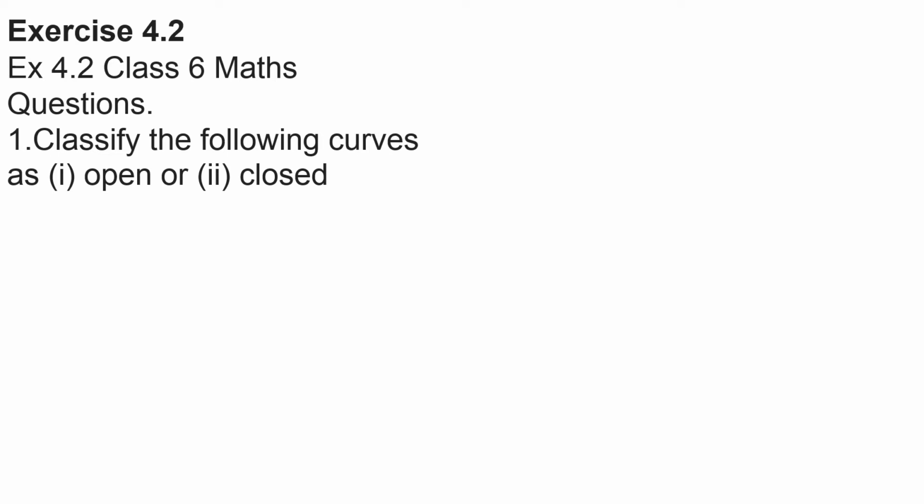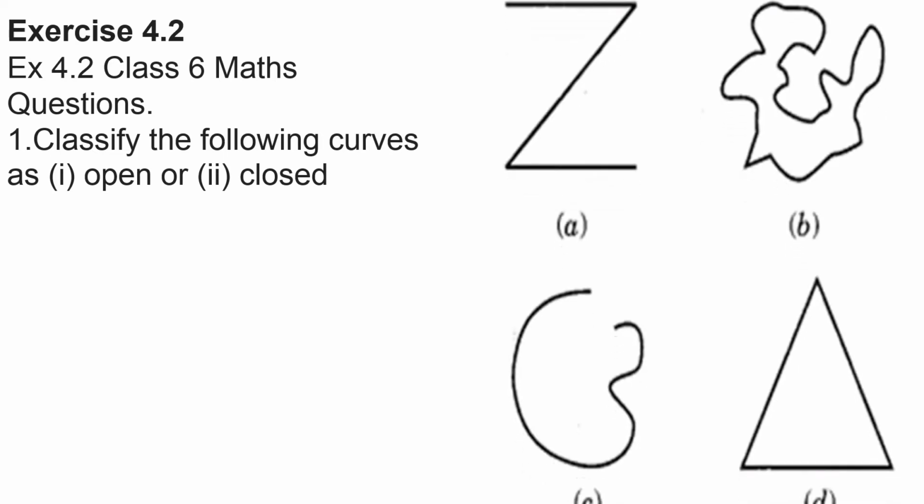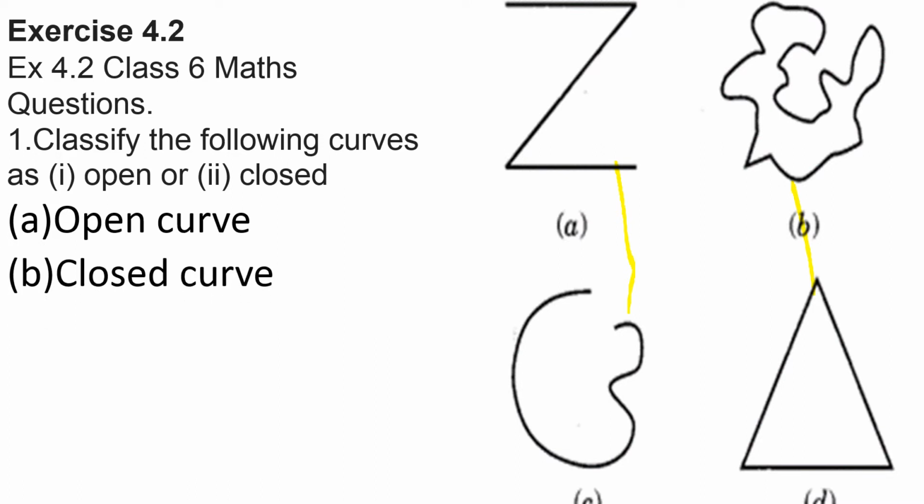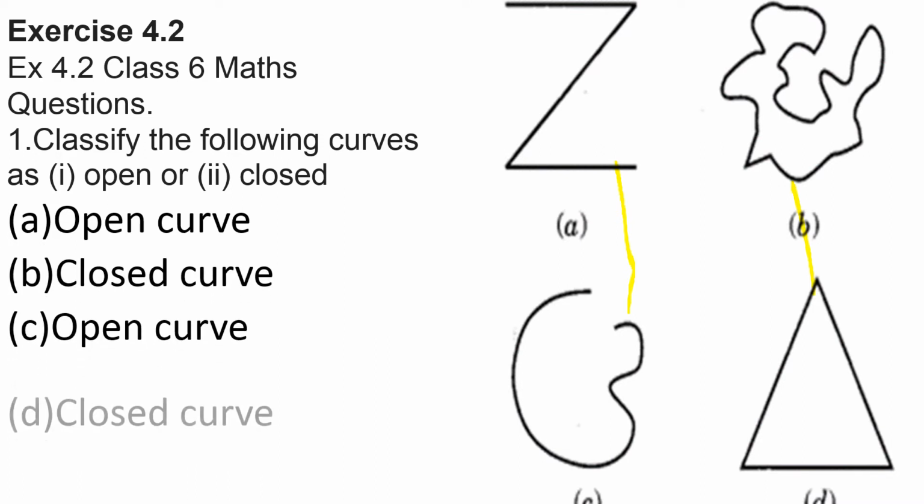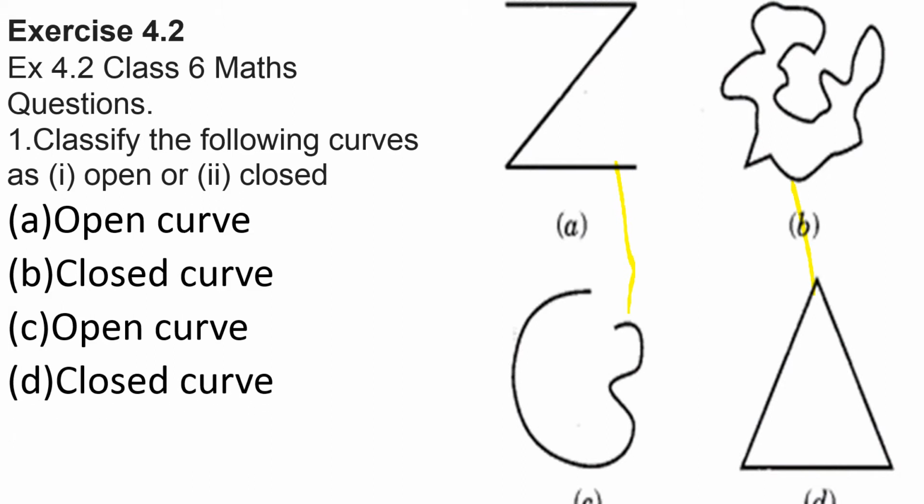The first question is here: classify the following curves as open or closed. There are 4 figures in your book. You have to write which figure is an open curve and which is a closed curve. See, first and third, A and C, are open curves. B and D are closed curves. So A is an open curve, B is a closed curve, C is an open curve, and D is a closed curve. Okay, the next question.